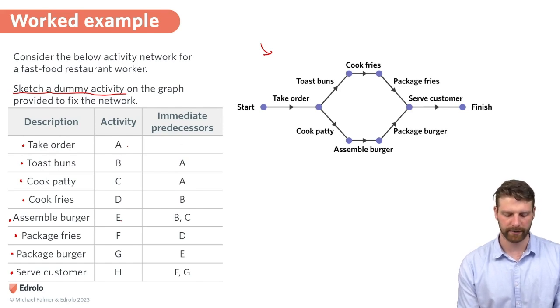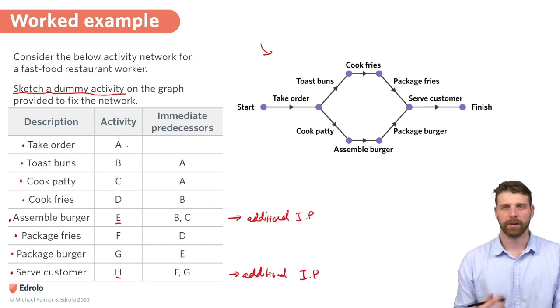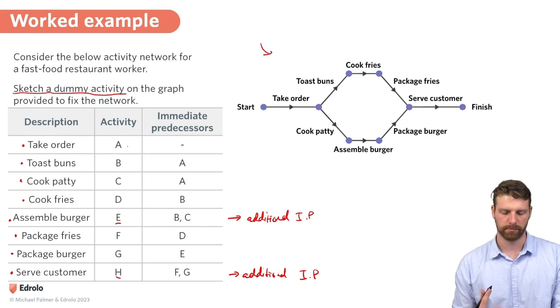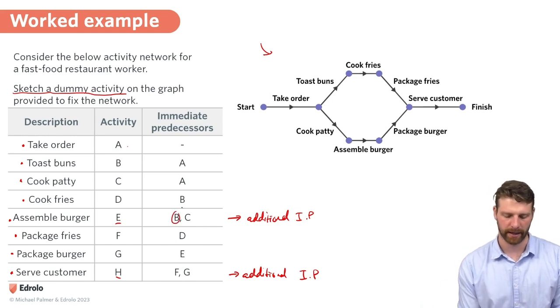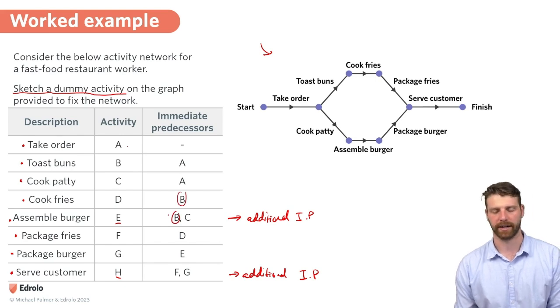So there are two activities here, E and H, that have additional immediate predecessors. So I found two activities that have those additional IPs, and now I want to look for one of the activities that is a predecessor for more than one activity, and I can see that that's B. So there's the shared immediate predecessor.